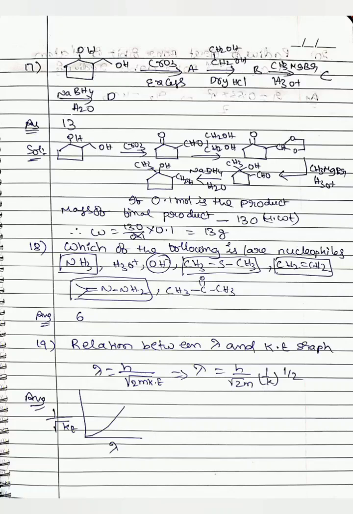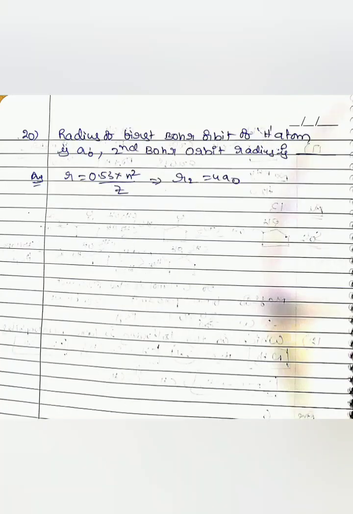And the next question is based on the graph between 1 by root KE versus lambda. We know the relation between lambda and root KE, that is lambda is equal to h by square root of 2 into m into KE. Based on this you can get the graph like this. Next question, radius of the first Bohr's orbit is a0, then find the second Bohr's orbit radius. From the formula we can directly calculate r2 as 4a0.